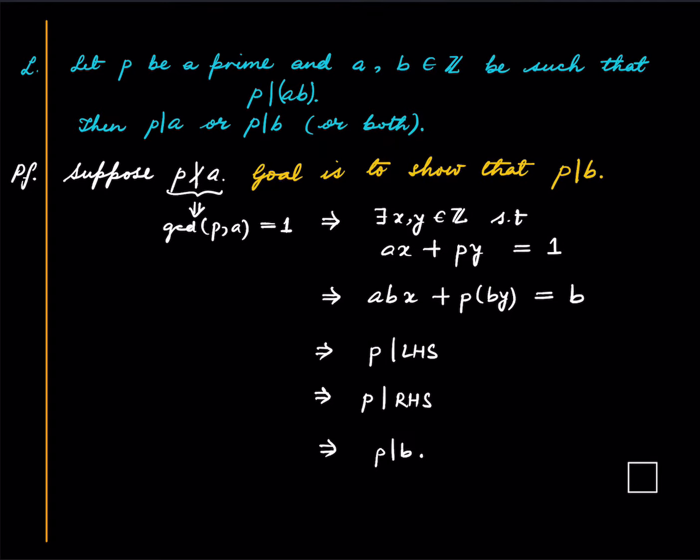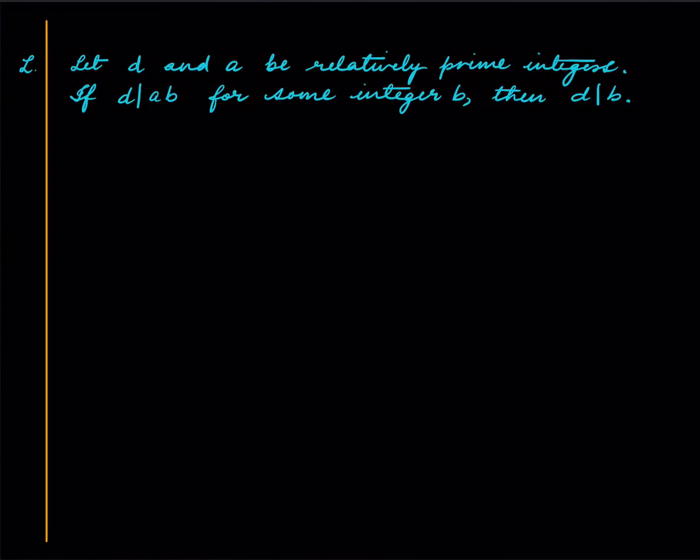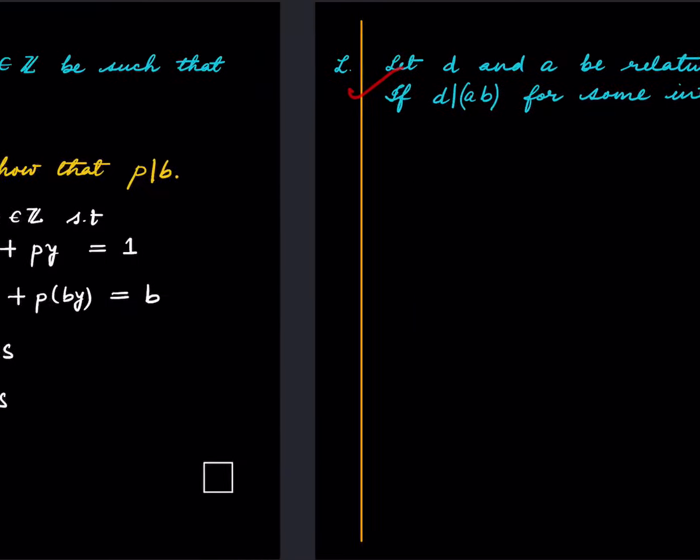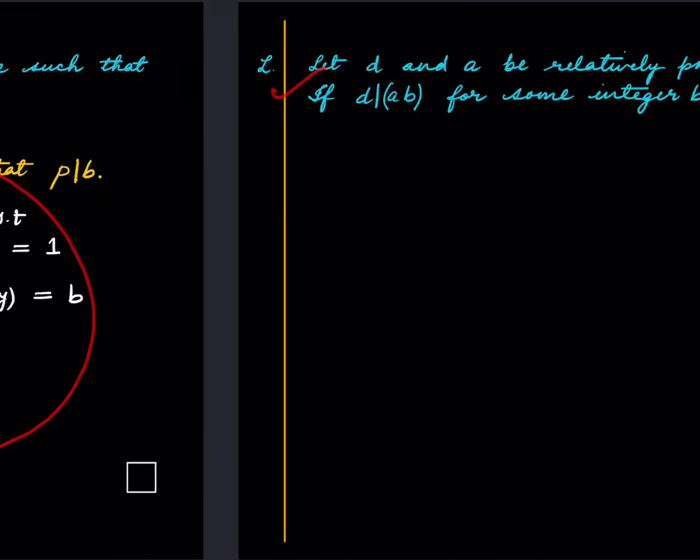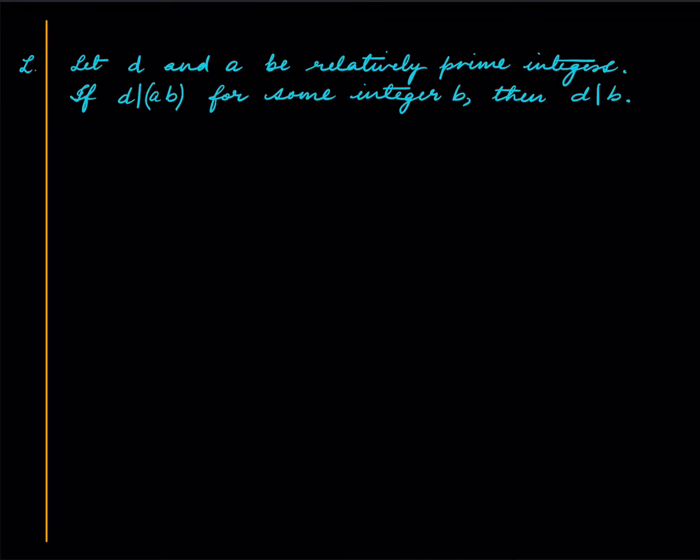A little bit more general, with exactly the same proof, is that instead of a prime, now you have a relatively prime integer. Suppose d and a are relatively prime integers, and d divides the product of a and b, where b is some integer. Then it follows that d divides b. So it's just the previous thing. Instead of a prime, we just insist that two things are relatively prime. Again, this may be intuitively obvious, but you can practice this proof idea here so that you understand it.